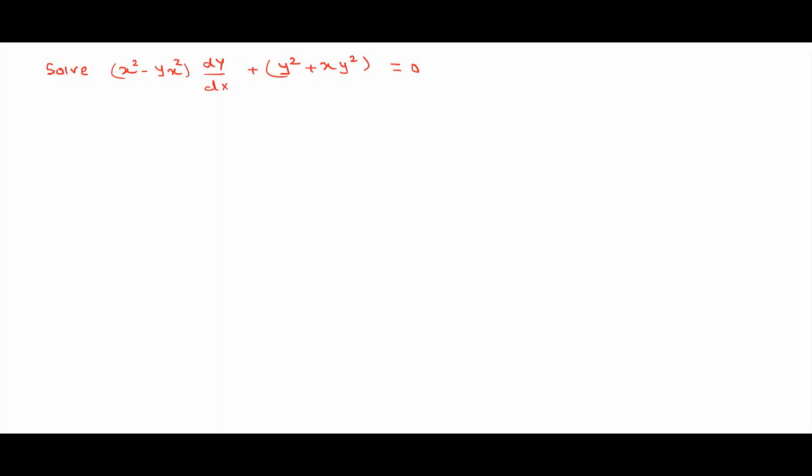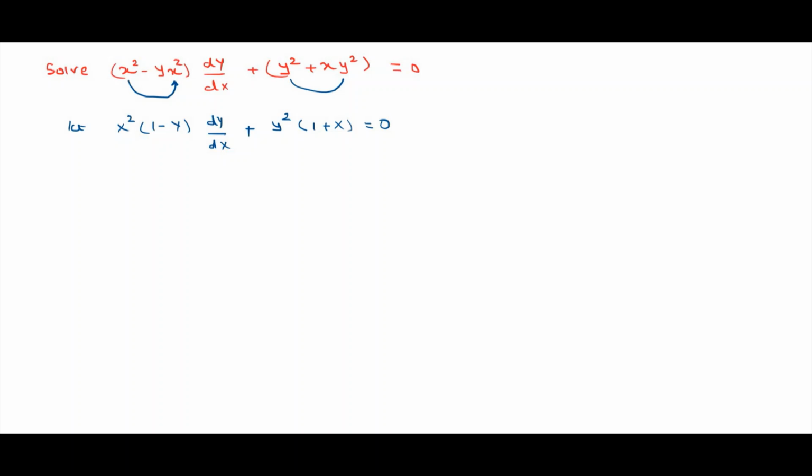Now to solve this, first I will take common from the first bracket. You can take x square common from the first bracket. What are the remaining terms? 1 minus y into dy by dx plus, from the second bracket we can write y square common. If you take y square outside, we are left with 1 plus x, and that is equal to 0.